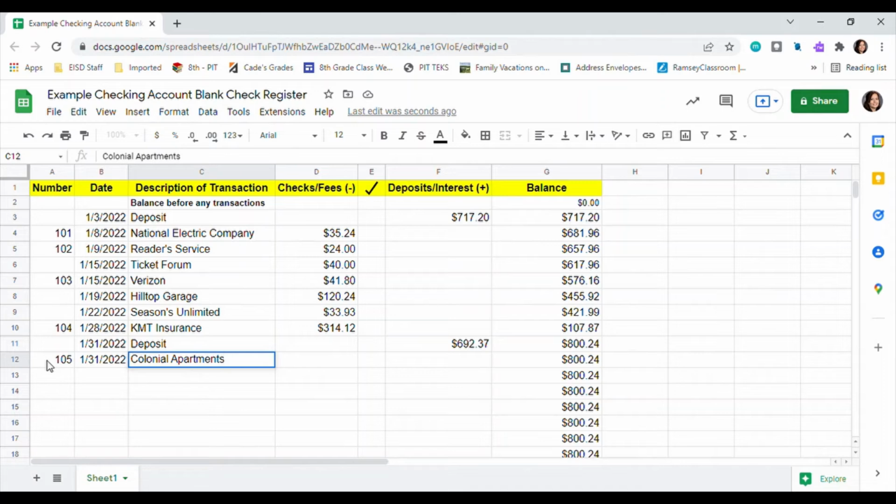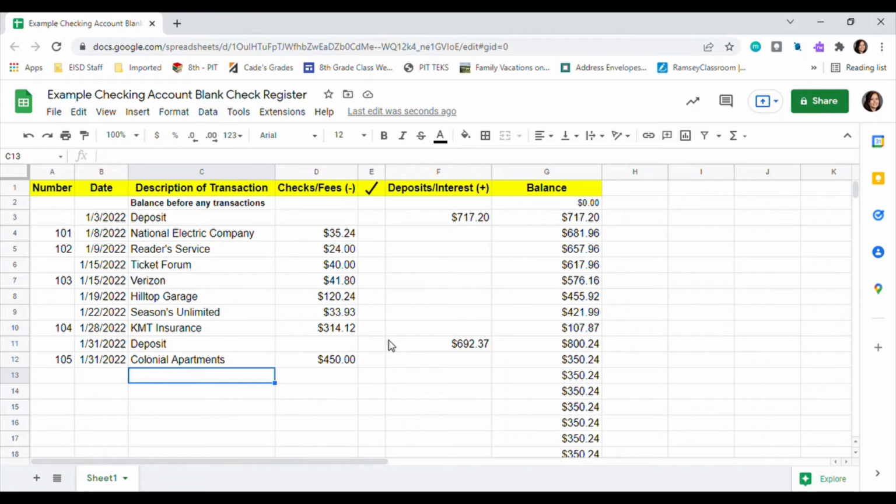And this is money leaving our account. So in cell D12, you're going to put the amount of the rent, which is $450. You don't have to put the .00. When you hit enter, it will add that in. And notice now that our balance over here in cell G12 is $350.24.